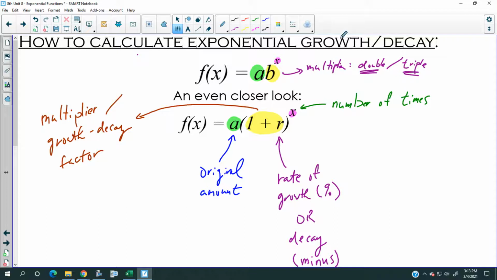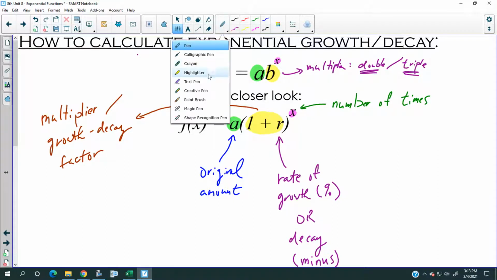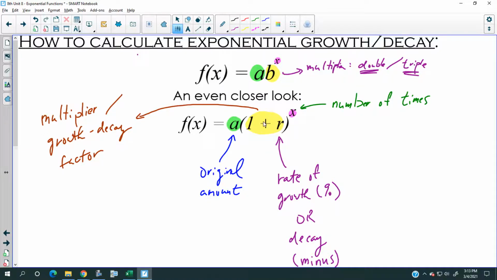So what made this more refined is that instead of just saying double, triple, we're saying, hey, let's have a little more nuance here. We're going to use the letter r to represent rate. This is why I wrote this down here. It's the rate of growth or decay. So in other words, where this used to be just a whole number, now we're dealing with decimals. That's all.